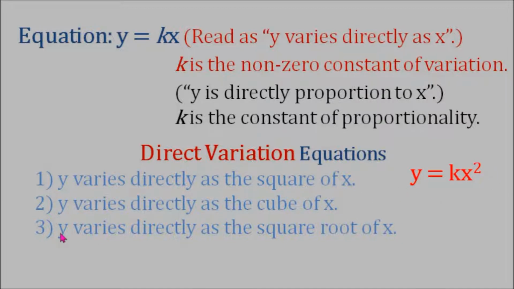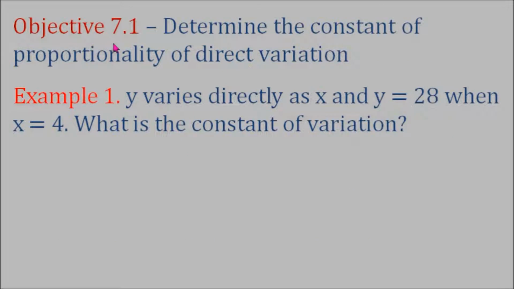Number 2, y varies directly as the cube of x, and this can be written as y equals kx cubed. Number 3, y varies directly as the square root of x, and this can be written as y equals k times square root of x. Objective number 1: determine the constant of proportionality of direct variation.